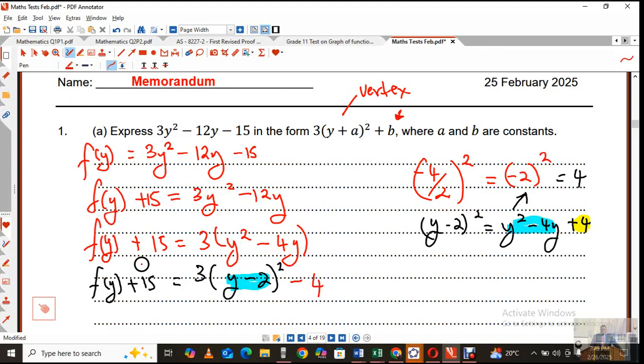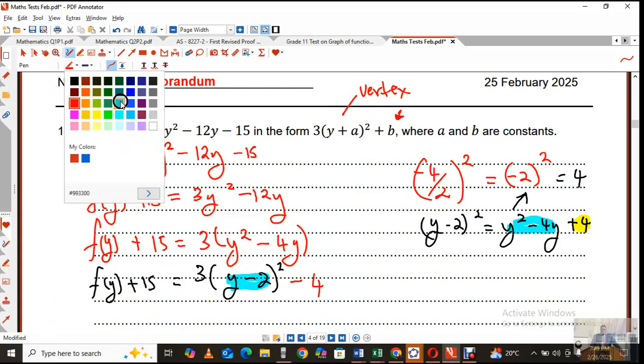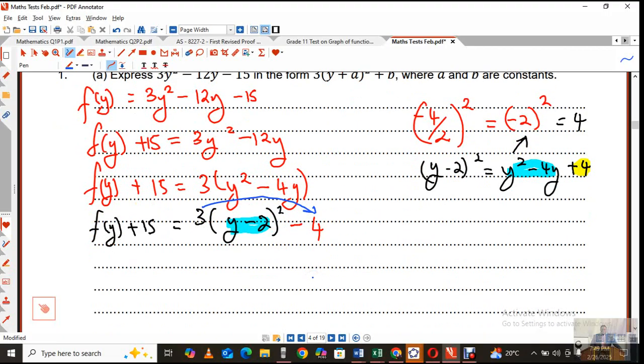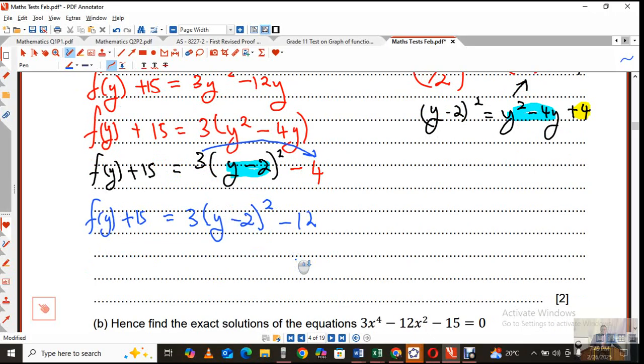Now, before I bring my 15 back, I'm going to multiply this 3, very important that you remember this step, with this minus 4. So that this is what I'm going to have now. So now I'm going to have f of y plus 15 equal to 3(y minus 2) all squared, but 3 times negative 4 is what? That's negative 12. So now I can actually bring back my 15.